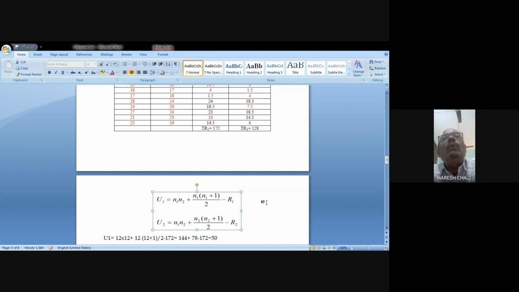U1 is equal to n1 n2. What is n1 here? 12. n2 is also 12.